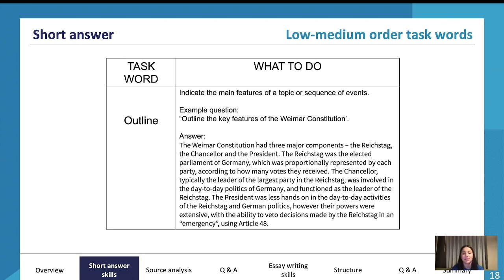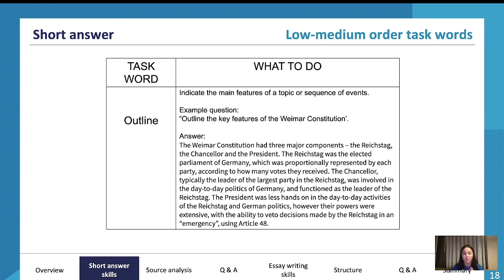Now outline is different to identify, because identify is just point out. It's just like indirectly asking what is a key feature of the Weimar Constitution. And if it was that, you wouldn't have to write all this. If it was identify the key features of the Weimar Constitution, you could just dot point: 1, the Reichstag, 2, the Chancellor, and 3, the President. But because it's outline, and this is why it's so important to know the words, outline requires a full response.